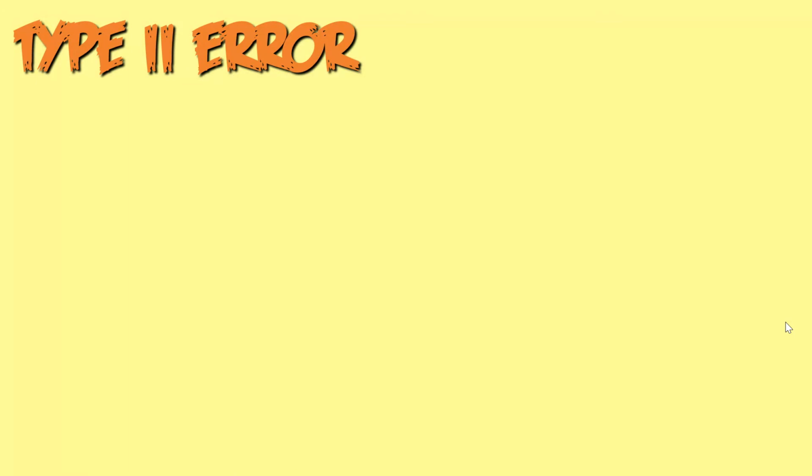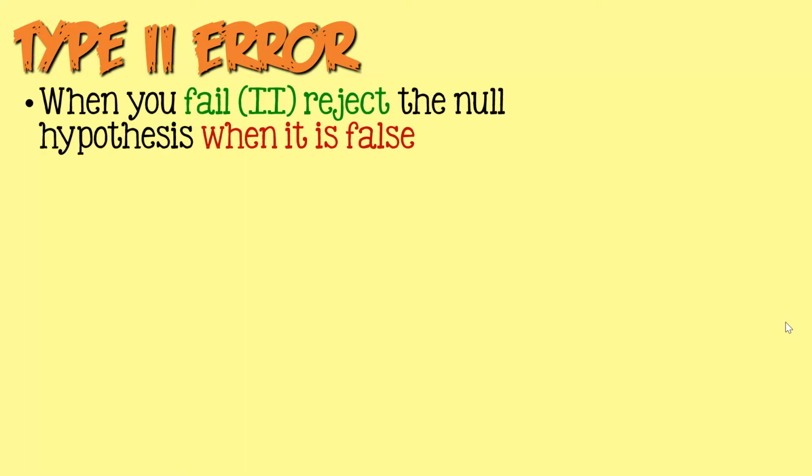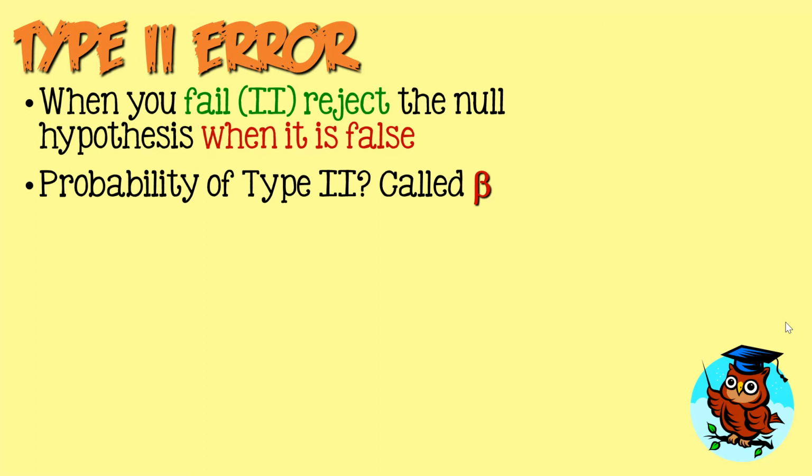The other option is a type 2 error. Easy way to remember this. A type 2 error means you failed to reject when it was false. So again, probability of a type 2 is called beta.